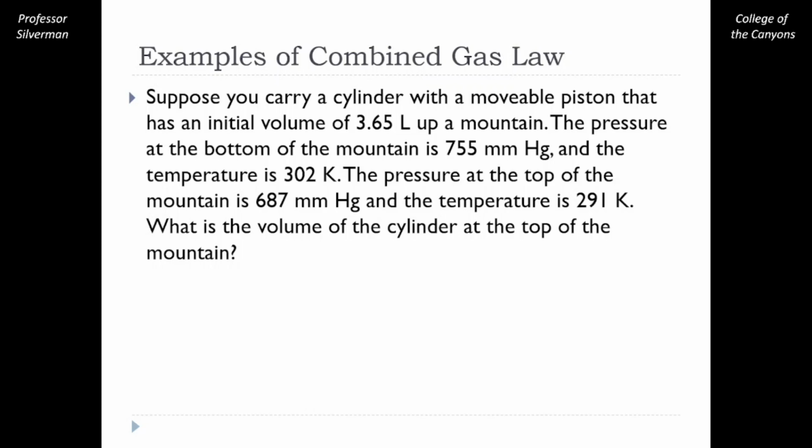Here's an example of what these calculation questions might look like. We're carrying a cylinder with a movable piston. Our volume is initially this, our pressure is initially this, and the temperature is initially this. At the end, our pressure has changed, our temperature has changed. We want to figure out the volume. Since we have all three variables changing, we can set up our combined gas law equation. You can either plug in the numbers and do some algebra, or you can do some algebra then plug in the numbers. I'm going to do that second option, but both are totally fine.